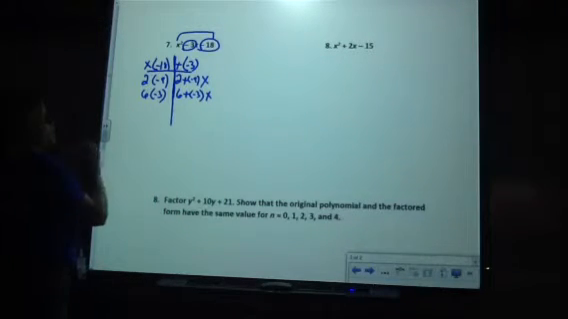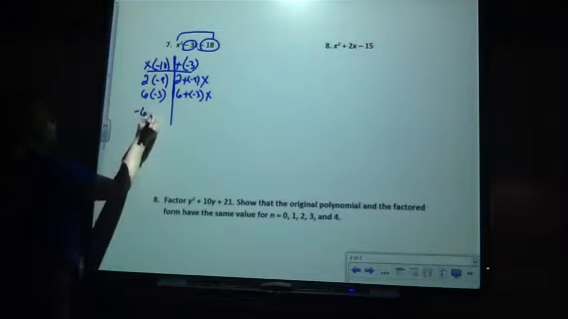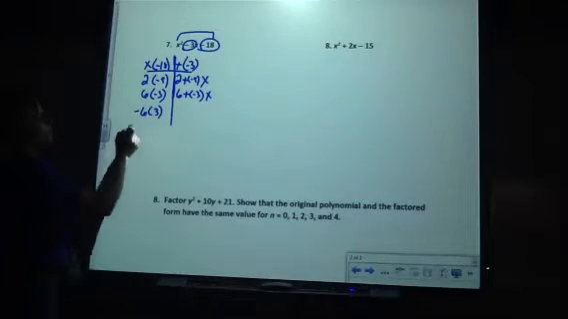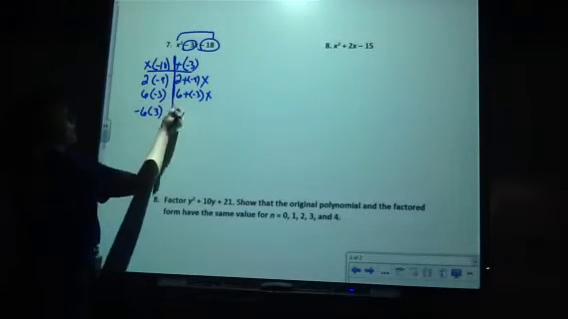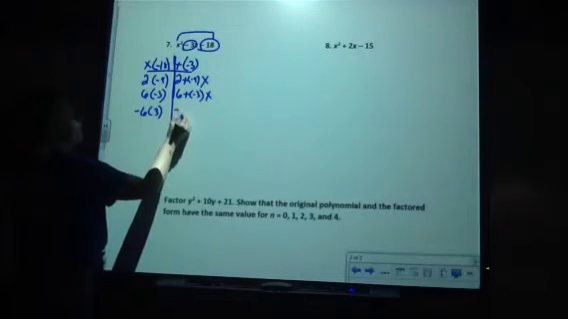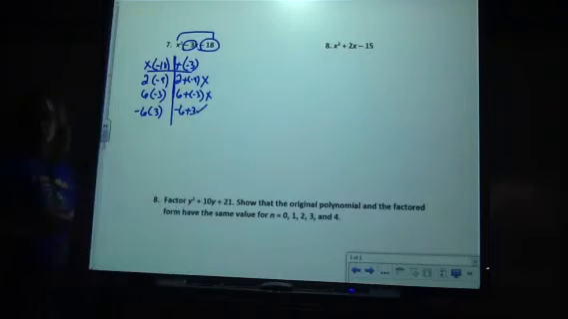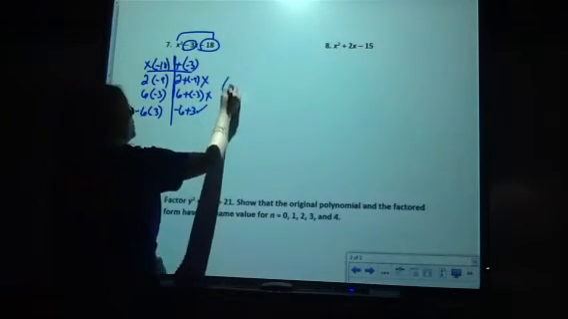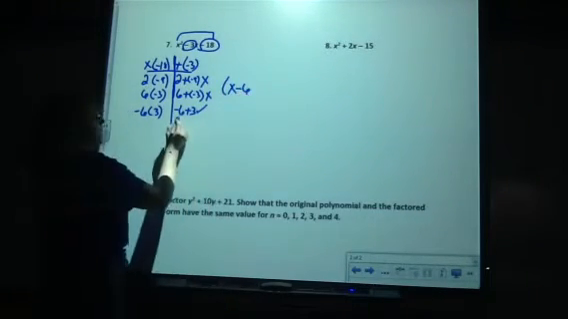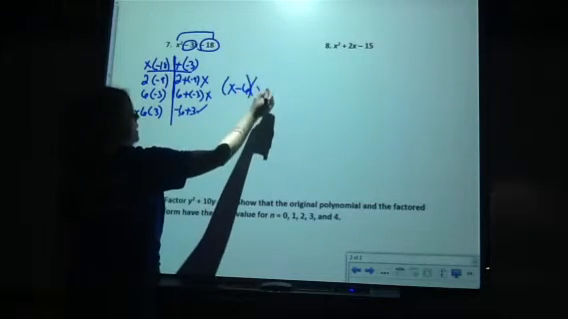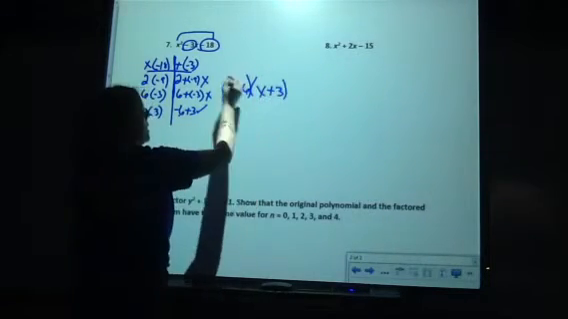So what I need to do is switch my sign here. Negative 6 times a positive 3 will give me negative 18. So a negative 6 plus 3 will give me a negative 3. There are my factors. So it's x minus 6 because that's a negative 6, x plus 3 because that's a positive 3.